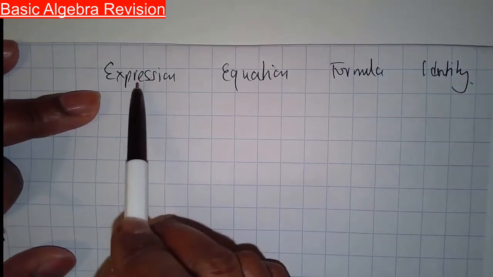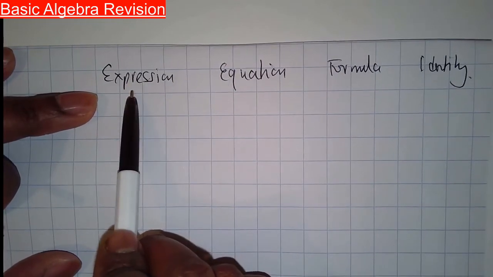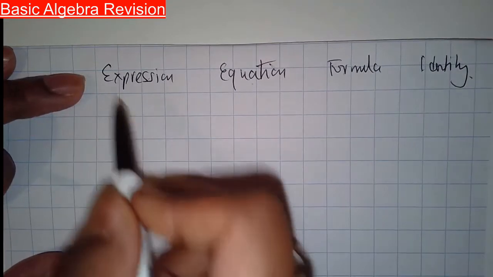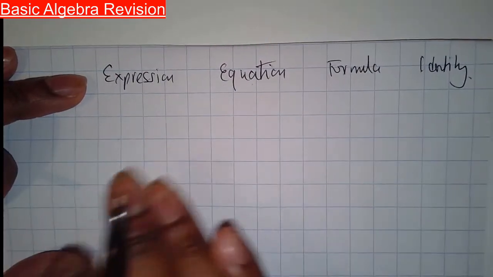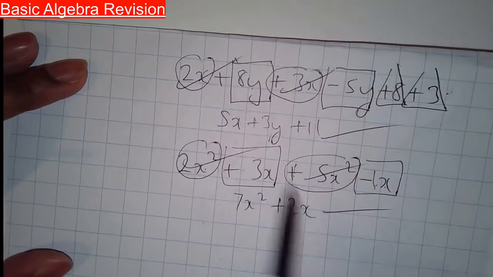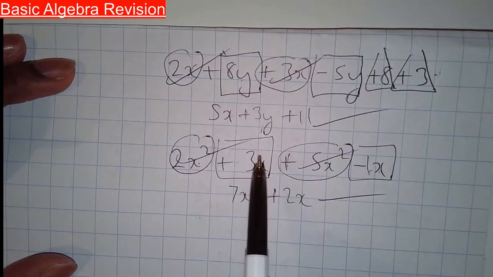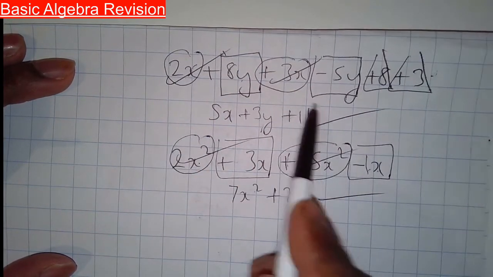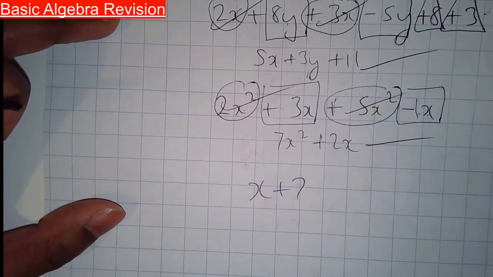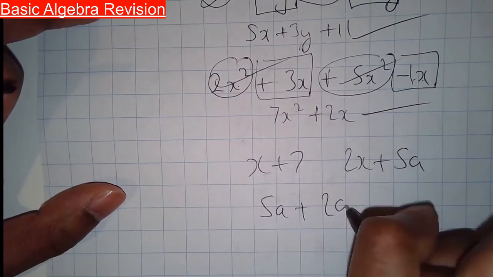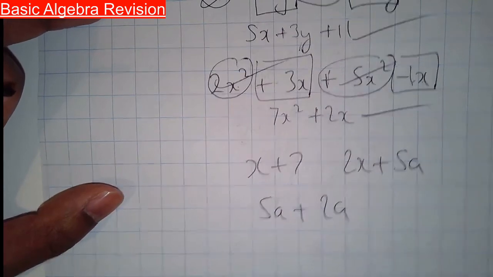Right. 4 keywords here: expression, equation, formula, identity. What's an expression? An expression doesn't have an equal symbol. So we've seen this already. Expression, we've just seen this a while ago. It's got no equal symbol. That's an expression, that's an expression. I'm just making this up. That's an expression. 5 apples plus 2 apples. That's an expression. It's got no equal symbol.